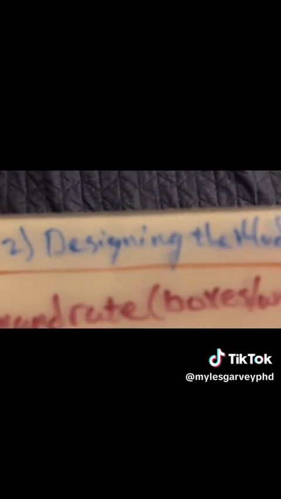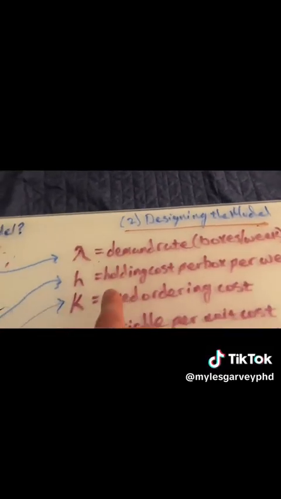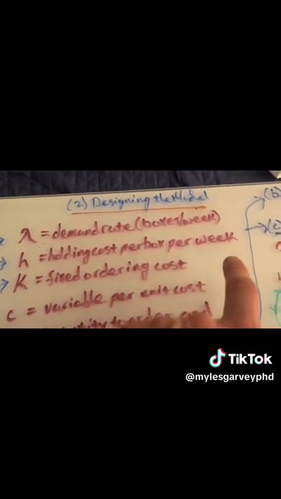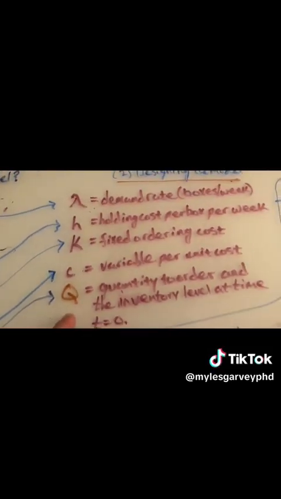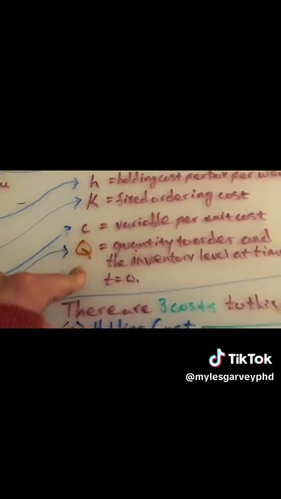Designing a mathematical model. That's our demand rate, how many boxes per week we're able to sell. The holding cost, and that is per box per week. K is our fixed ordering cost, C is our variable ordering cost, and Q is what we're trying to solve. So here's the name of the game of the model: given these quantities here, we're trying to solve for this quantity Q, which is unknown.